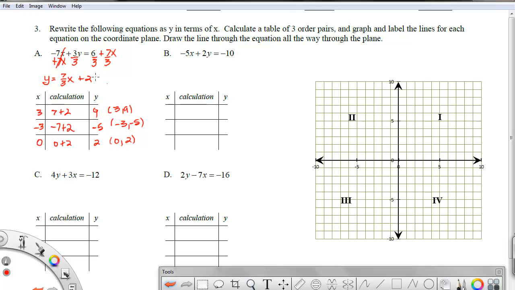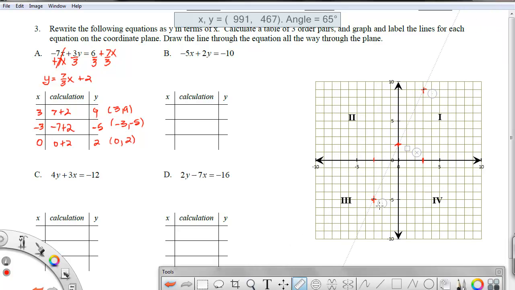Okay, so let's go ahead and graph line A. So 3 on the X and 9 on the Y would give me that point right there. Then I've got a negative 3, and then a negative 5 would give me that point right there. Then I have 0 and 2, which is right there. So now we're going to draw our line. So you get out your straight edge, I'll get out mine. So right there is one point. Down there is my other point.